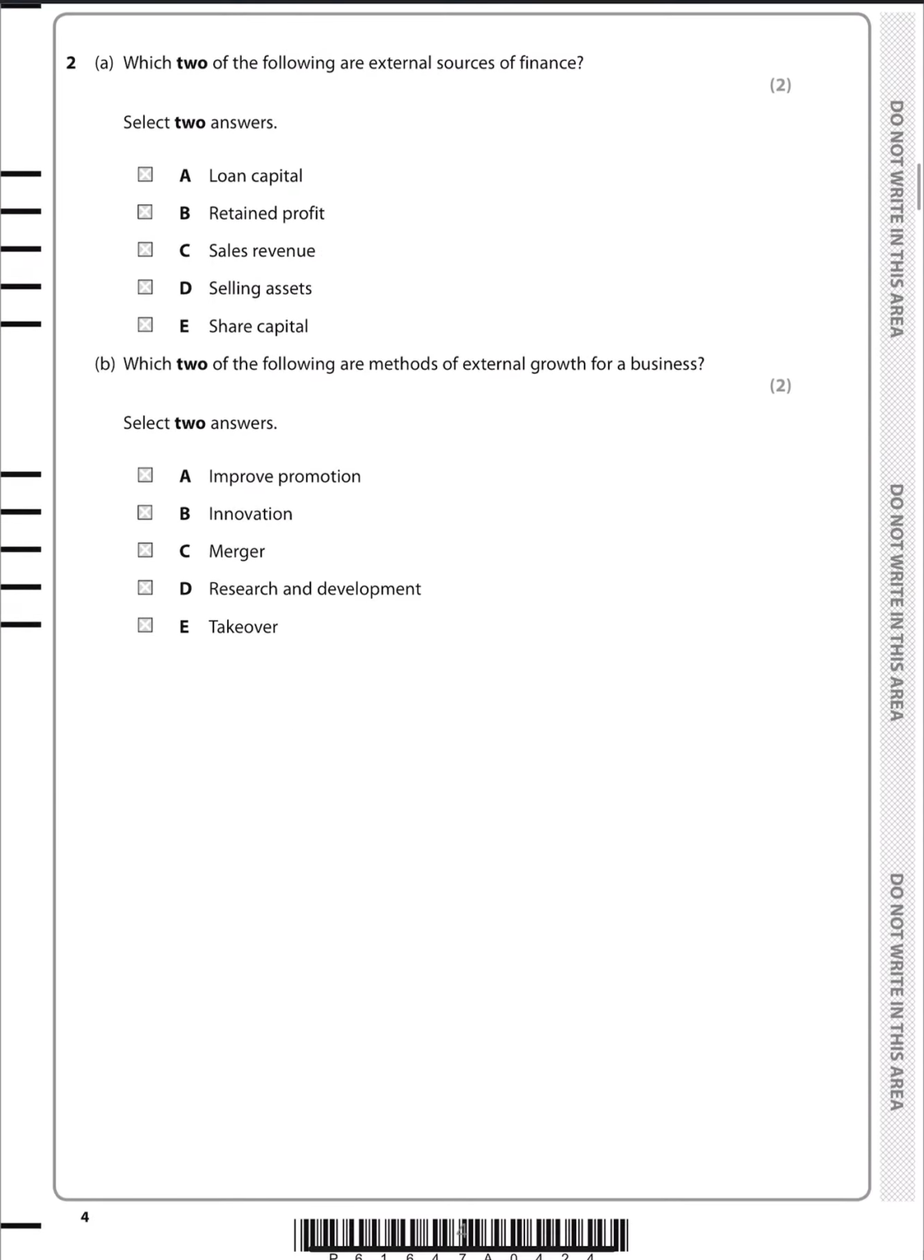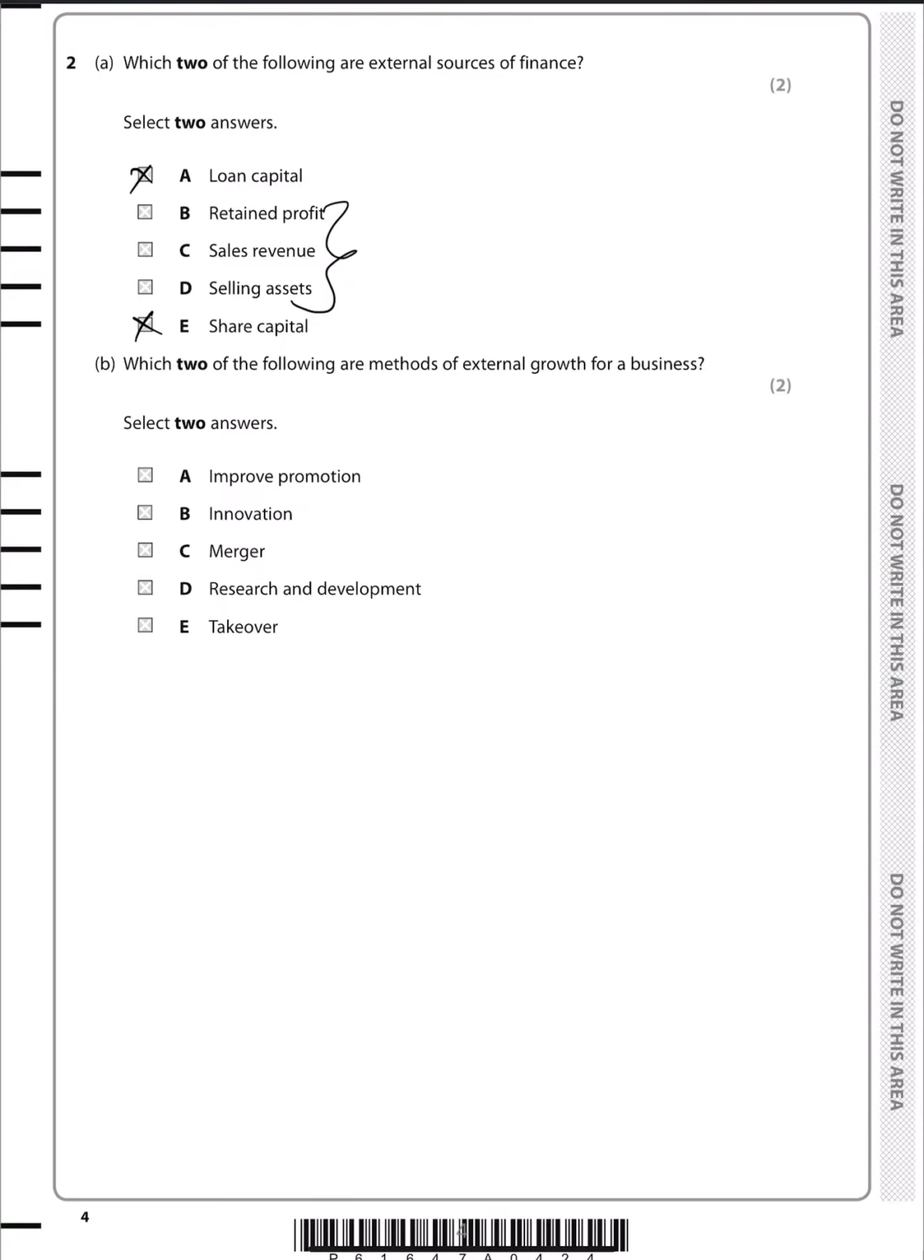Moving on to our second question. So 2 MCQs again. Part A says which two of the following are external sources of finance. So we have to have two answers which are external sources of finance and not internal. So loan capital seems to be an external source of finance because it does not come from within our business. Retained profit is wrong because it is profits retained by our own business, so it's internal. Sales revenue is same. Selling assets, all of these three are internal sources of finance because they're coming from within the business. So that leaves us with loan capital and share capital because they're coming not from our business, so they are external.